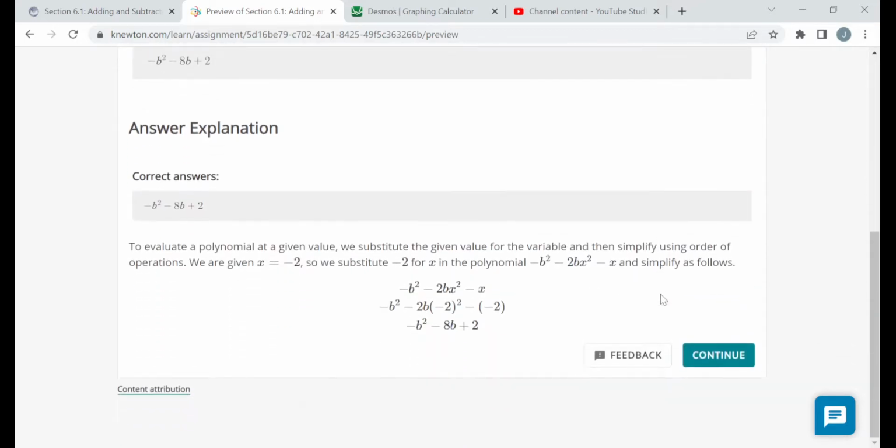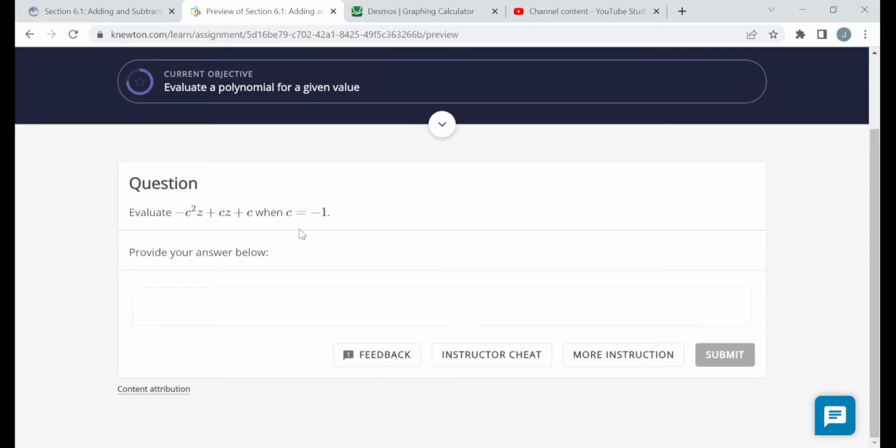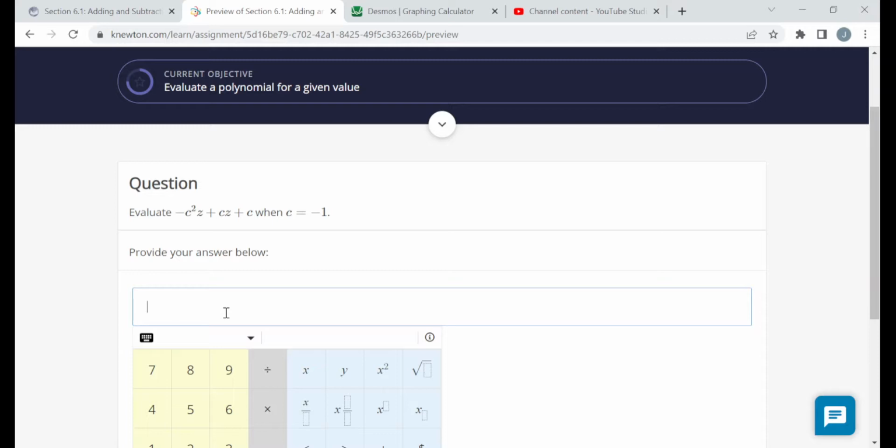All right. Next. One more evaluation. This one I'm just going to speak out. If I replace c with negative 1, negative 1 squared is positive 1, but you still got the minus sign in front here. So that'd be minus z plus, and then negative 1 times z would be minus z again. So you have minus 2z when you combine like terms, and then plus negative 1, so minus 1. Negative 2z minus 1 would be the value of this expression when c is negative 1.